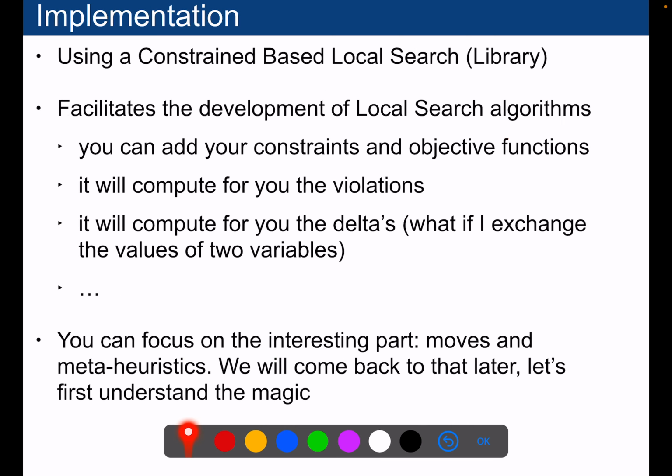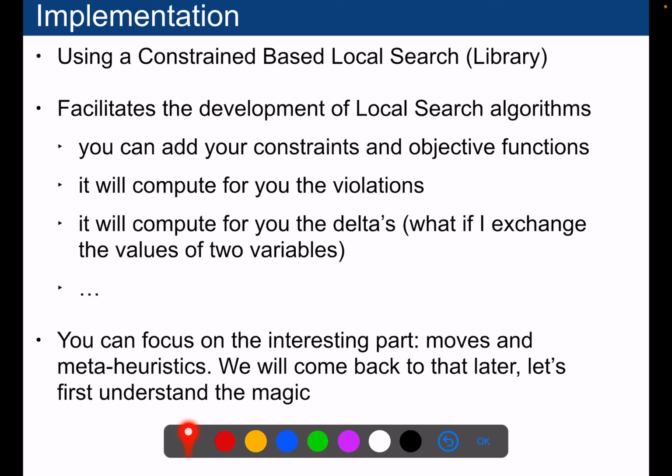And for that, we will use the constraint-based local search library that is available in the repository of the course on GitHub. This library will facilitate the development of local search algorithms. You will be able to add constraints and objective functions in your model. It will compute for you the violations, and it will compute also for you the delta, that is how much would the objective function change, for instance, if you swap the values of two variables.